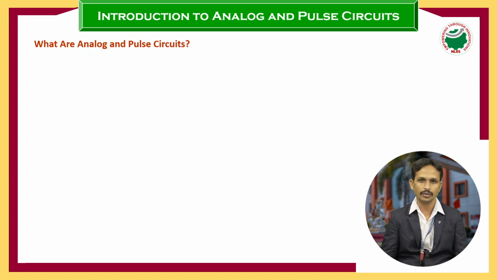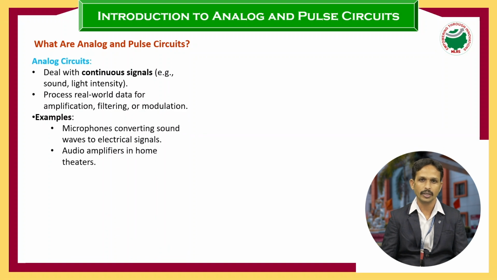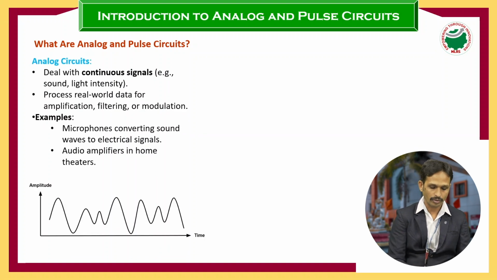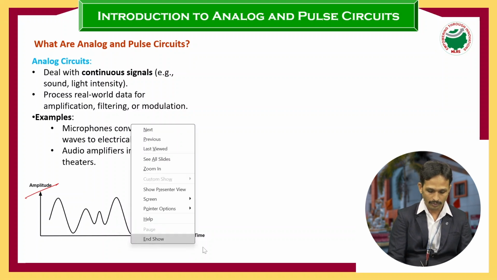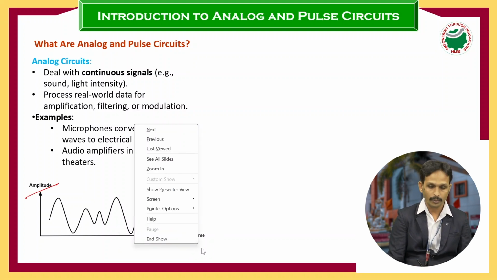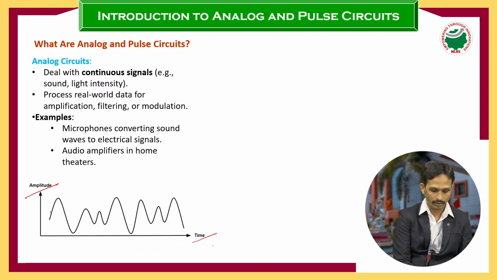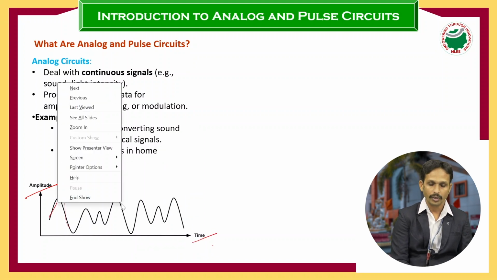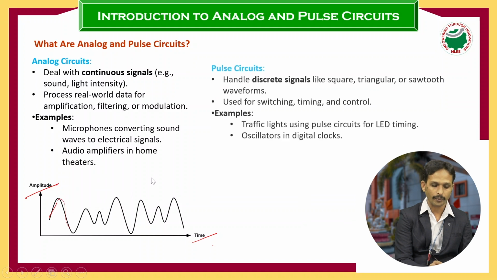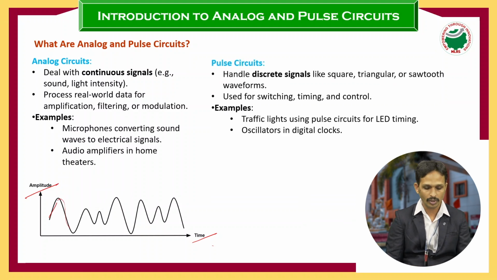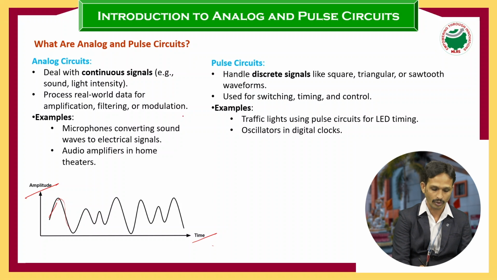In analog circuits, we deal with continuous signals, where we apply a continuous input signal to the circuit, like a sinusoidal signal with respect to amplitude and time. It will vary continuously with time. Examples are sound and light intensity, and these circuits process real-world data for amplification, filtering and modulation.